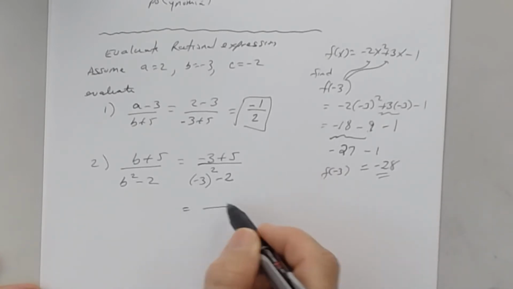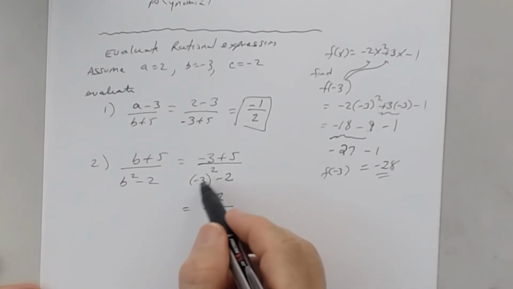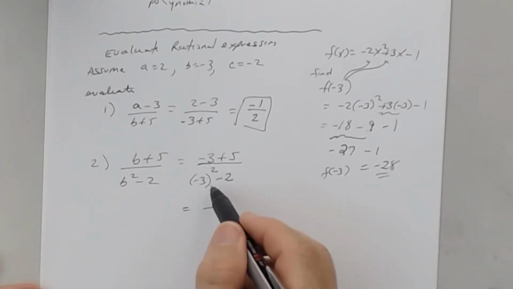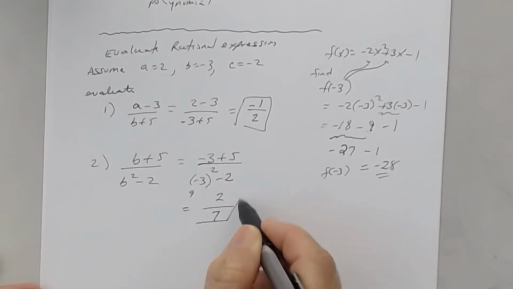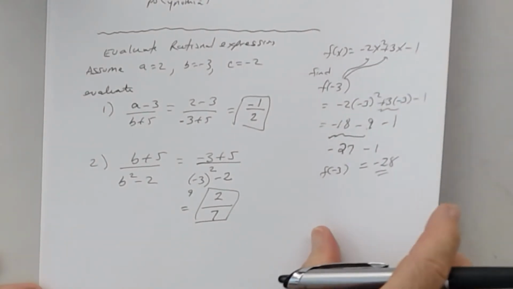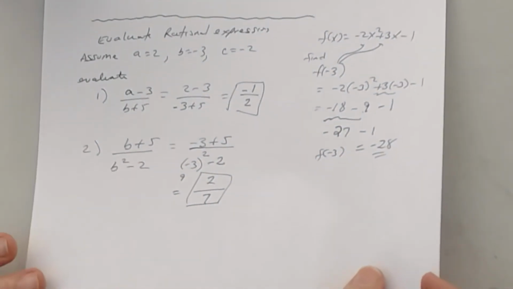What's the numerator? 2. Now, order of operations, I square before I subtract. What's negative 3 times itself? 9. And so what's 9 minus 2? 7. So that expression is equal to 2/7.